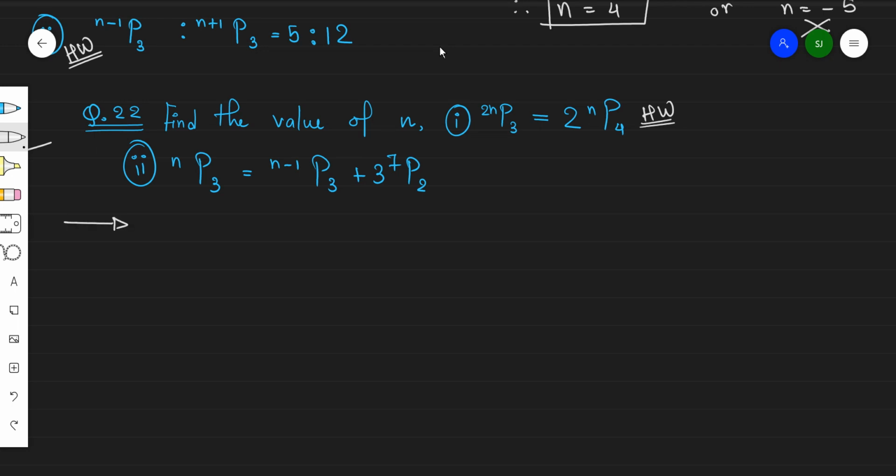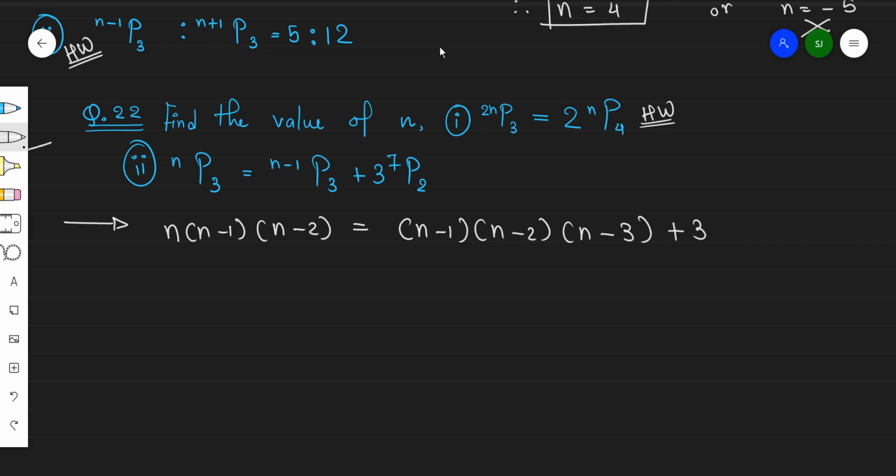So over here I have nP3. That means what should I write? nP3: start with n, write 3 numbers. So it is n, n minus 1, n minus 2. Over here I have (n minus 1)P3. So it is nothing but I'll start with n minus 1, I'll have n minus 2, and then I'll have n minus 3 as well. Okay, and then over here this is nothing but 3 times 7P2. 7P2 is nothing but 7 into 6, right? So this should get simplified easily after a time.